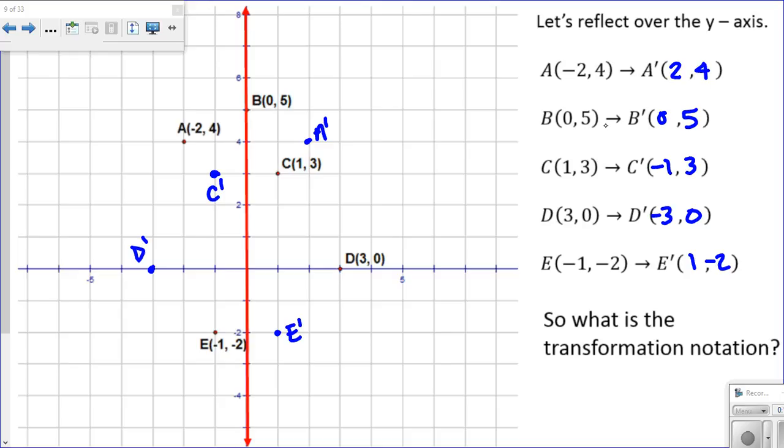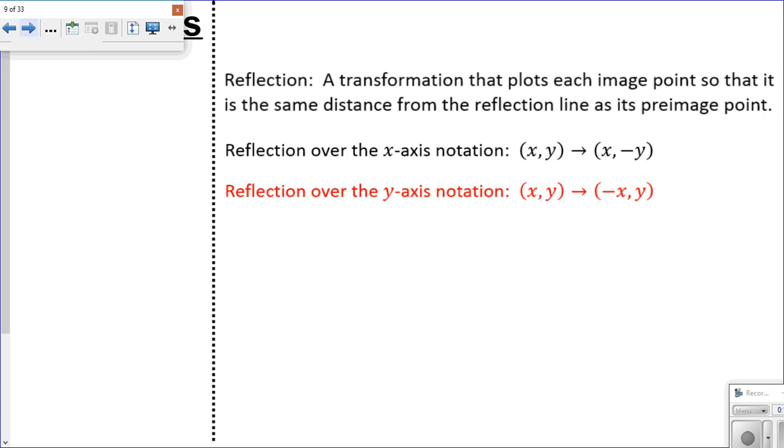So what do you notice is happening here with this notation? Well, notice that all the y values stayed the same. It's the x values this time that changed to the opposite. And since 0 doesn't have an opposite, that's why that one stayed, because it was on the reflection line. Okay, so now pick up your pencils and copy what's in red. That's the new piece of information. If you're reflecting over the y-axis, your x changes, but y stays the same this time. And again, how I remember the difference between the two of those: whatever axis you're reflecting over, that variable doesn't change, the other one becomes its opposite.